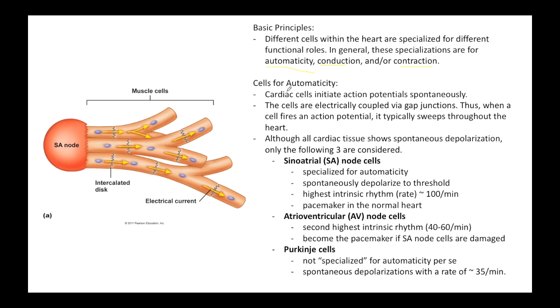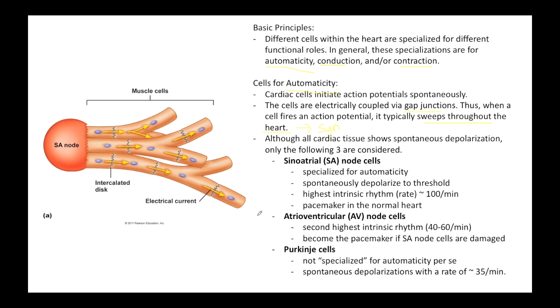So starting with automaticity, cells here initiate action potentials spontaneously. They do it by themselves. And these cells are coupled via gap junctions. So when one of the cells fires an action potential, it'll sweep throughout the heart. So this was that syncytium that we talked about a little earlier.